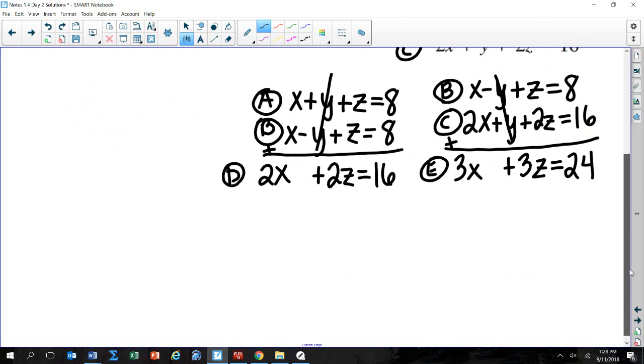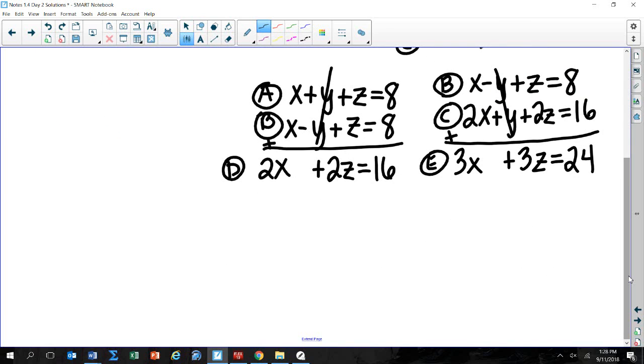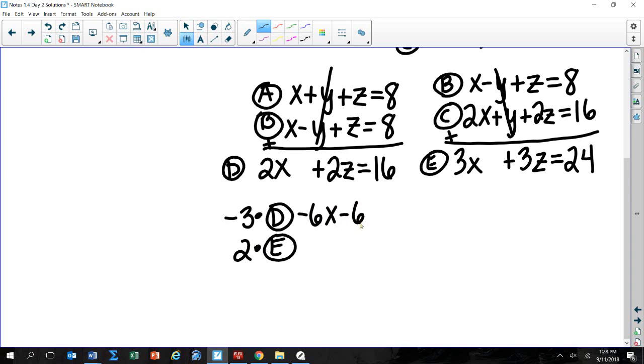And then I make a choice of what variable I want to eliminate. Just going to do x again. So if I want to eliminate x, I'm going to take D and maybe multiply by negative 3, and maybe I take E and multiply by 2. I'm trying to get a negative 6x and a positive 6x, because then they would cancel. So that's going to be negative 6x minus 6z equals, what is 16 times negative 3? Negative 48. Then go ahead and multiply E by 2 for me.